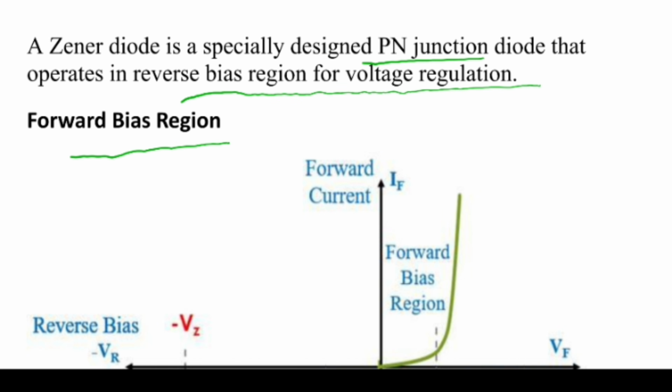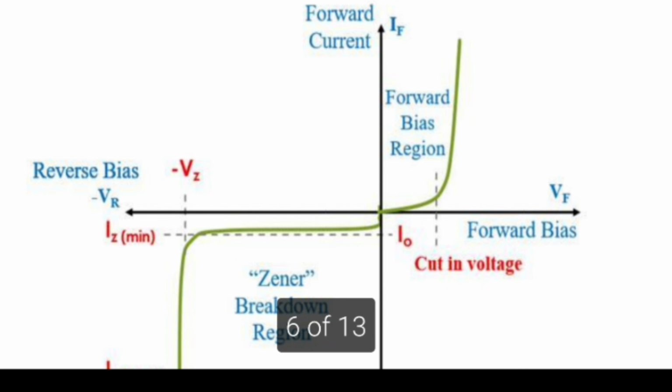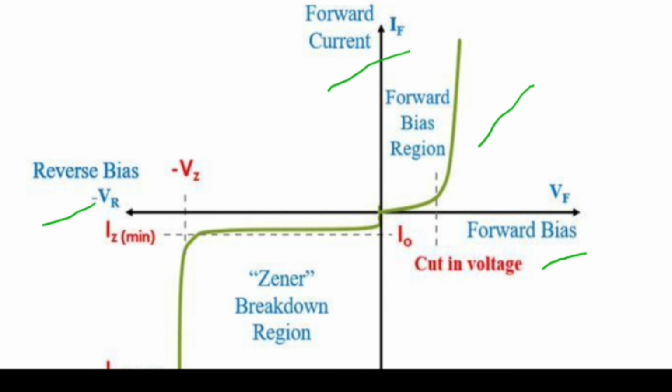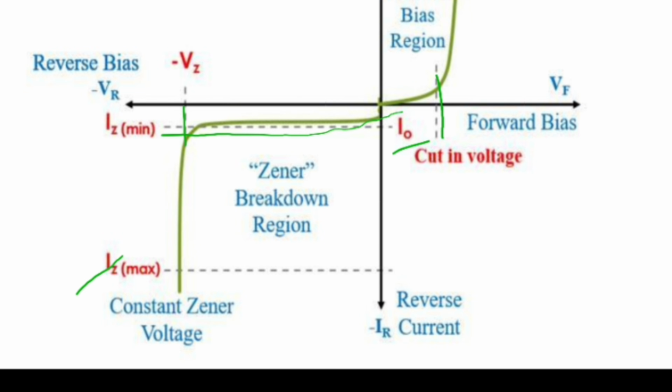So this is the forward bias, the characteristics curve. Here they mention forward voltage, forward bias, reverse bias. This is the Zener breakdown, VZ, I maximum. The dotted lines represent I maximum, where the breakdown takes place. This is the breakdown current I naught. So at Zener constant voltage, reverse current will flow. This is the characteristics diagram.